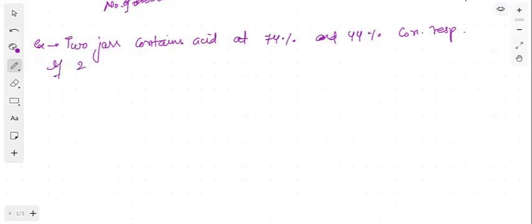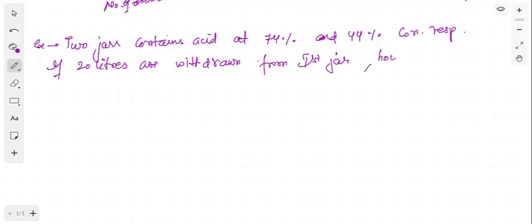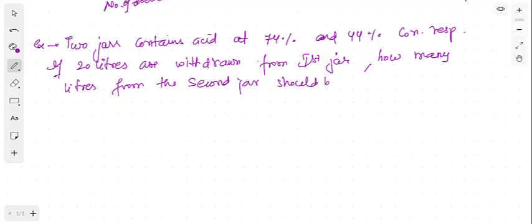If 20 liters are withdrawn from the first jar, then you have to find how many liters from the second jar should be added so that the concentration of the resultant is 50%.